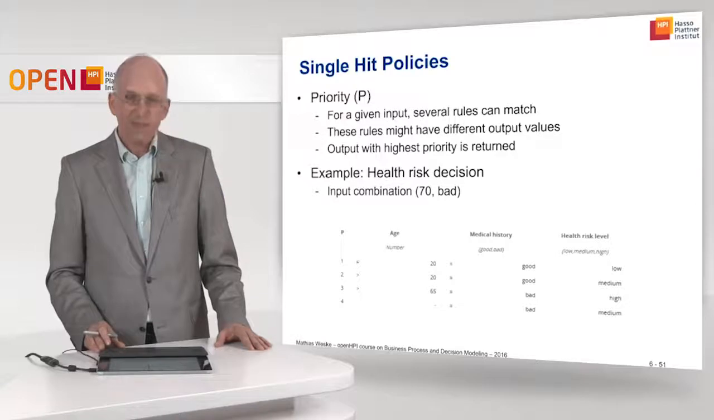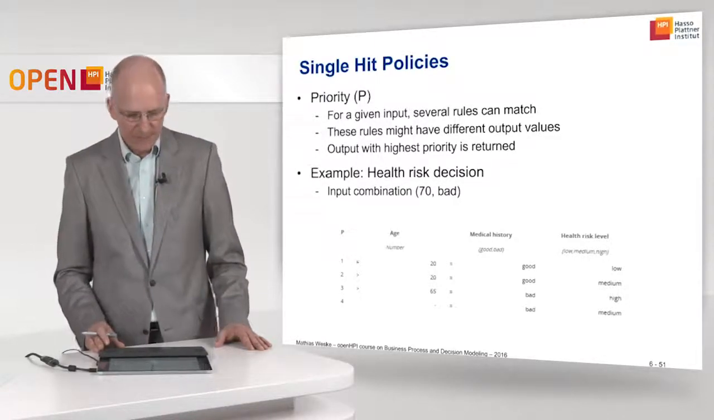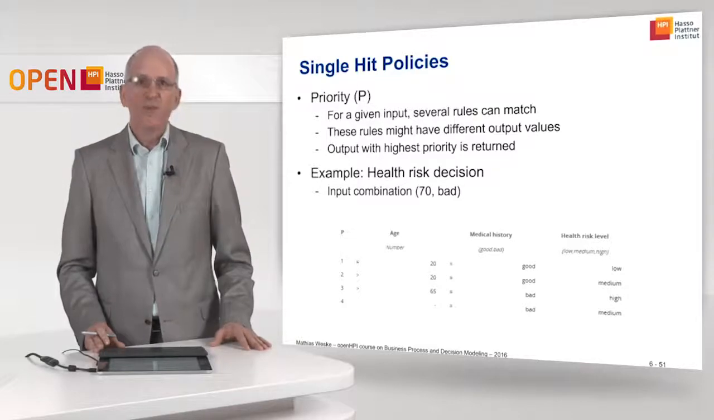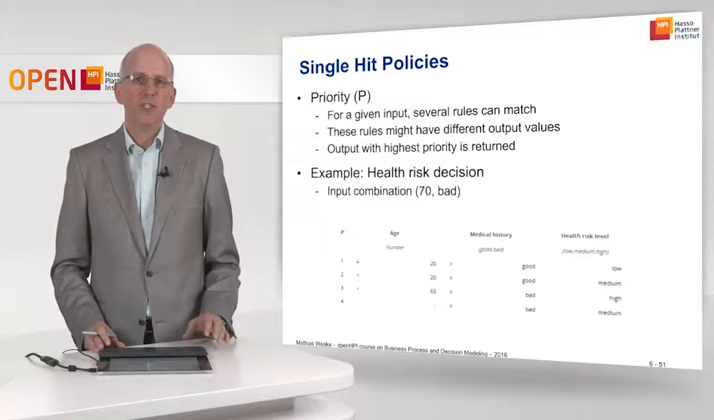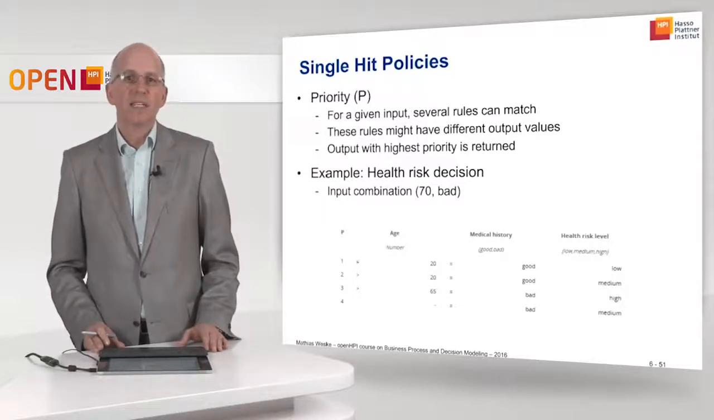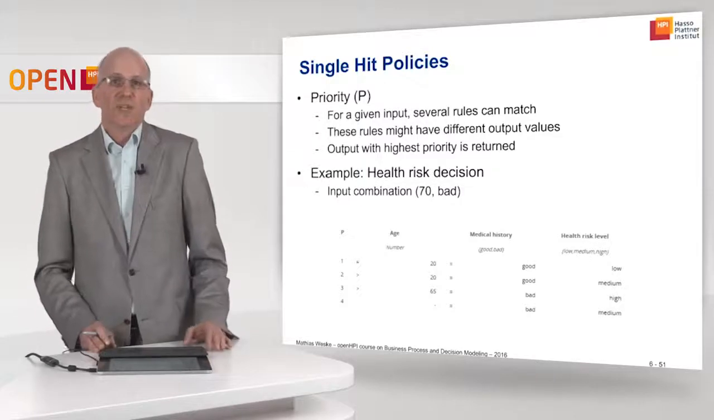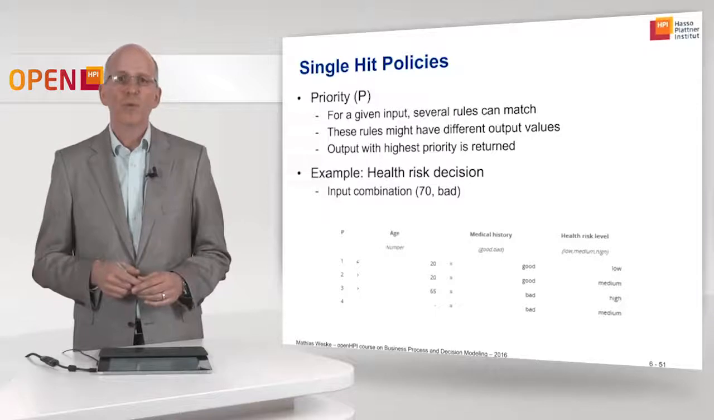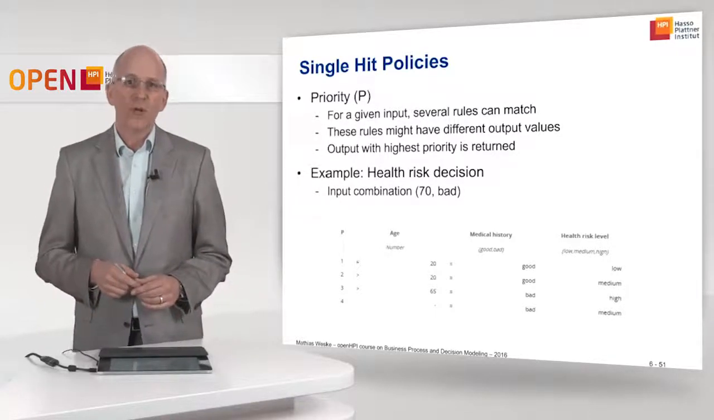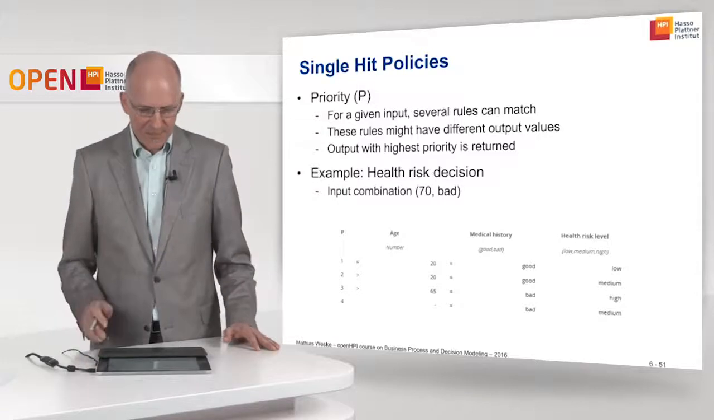The next single hit policy we want to investigate is the priority single hit policy. Here, for any given input combination, several rules can match, and these rules might even have different output values. Then the question is, which output value is provided? And it is the output with the highest priority. I'll come to this in a minute, using the example.